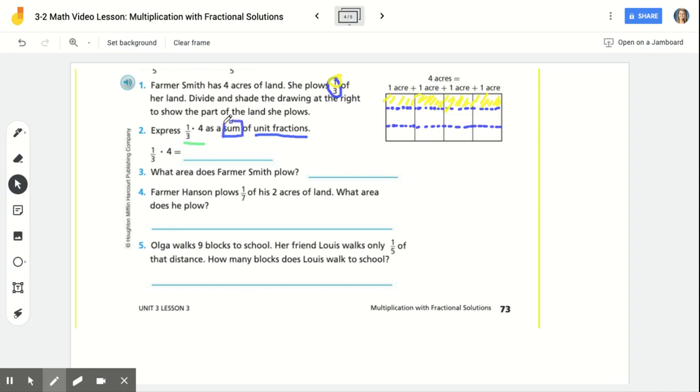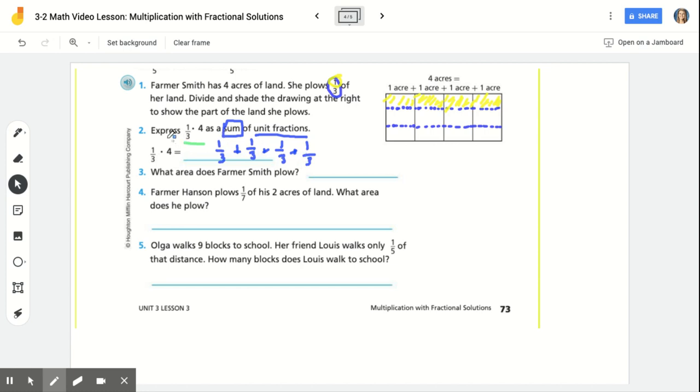Sum means what operation? Sum means the answer to an addition problem. Let's form an addition problem out of this multiplication sentence. Remember, with multiplication, you can also turn it around into repeated addition. How many times am I going to take my unit fraction? We want unit fractions for our addition sentence here. I'm going to write out 1/3. So should you. How many times should I add 1/3 by itself to represent times 4? 4 times. 1/3 plus 1/3 plus 1/3 plus 1/3.